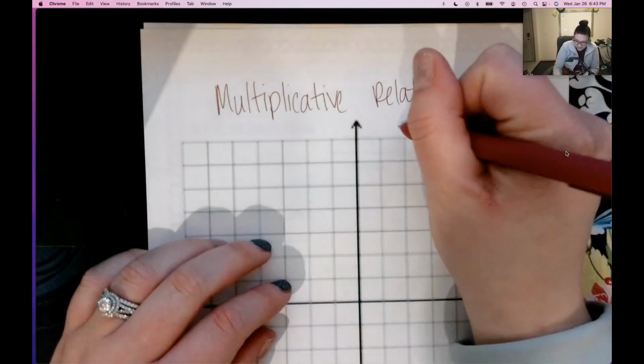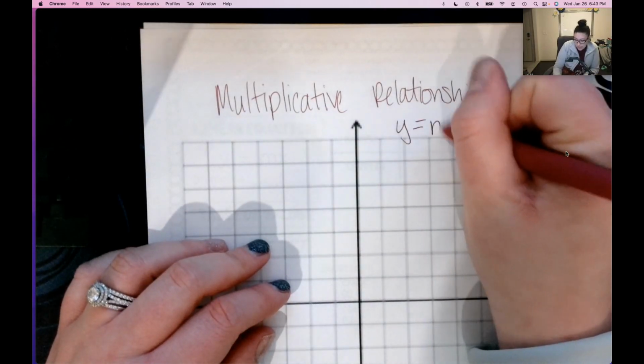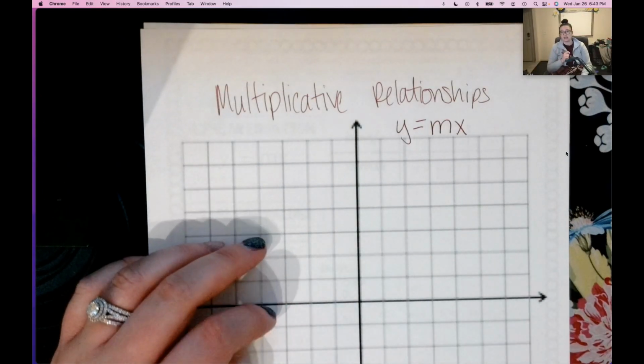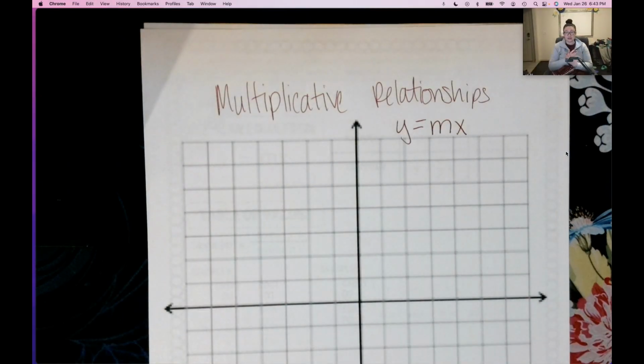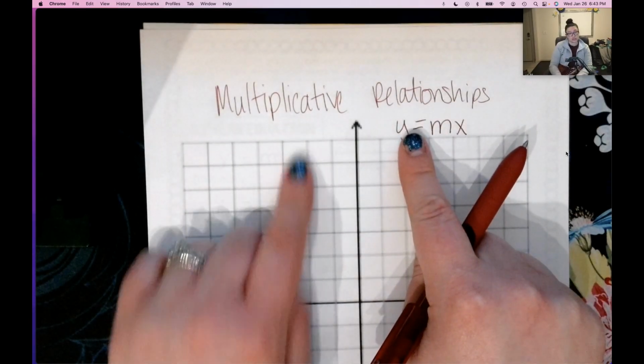So in a multiplicative relationship, your equation is going to be in the form y is equal to mx. What's different about a multiplicative relationship compared to additive? Additive was non-proportional. It did not go through the origin. But multiplicative relationships do go through the origin.